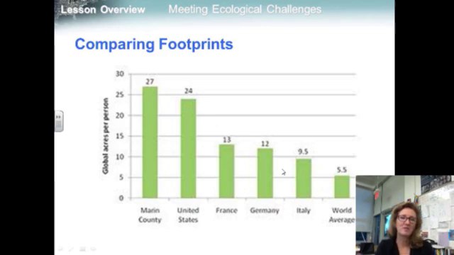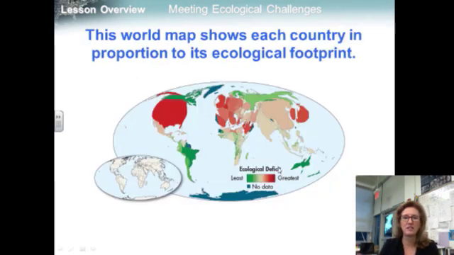The per-person use of resources in America is almost twice that in England, more than twice that in Japan, and almost 6 times that in China, as you can see from the graph here. And here is a map that shows each country in proportion to its ecological footprint. Yes, we are fat and red. Not good.